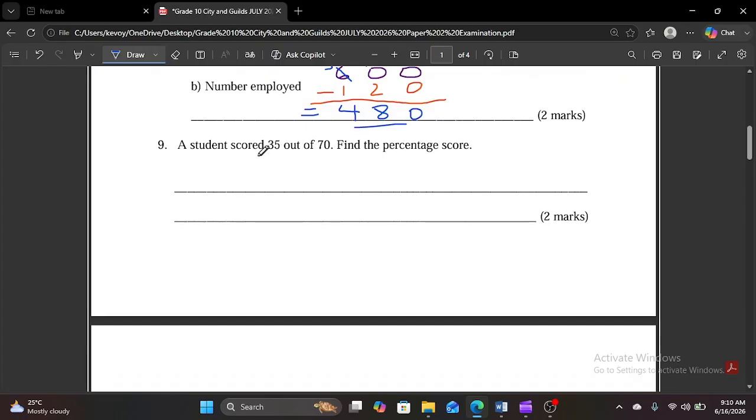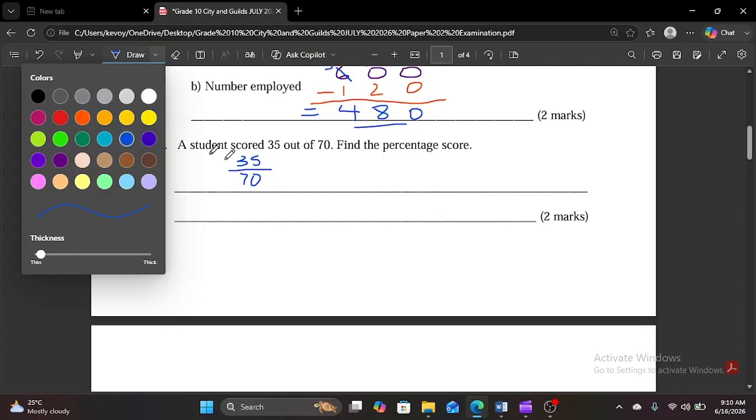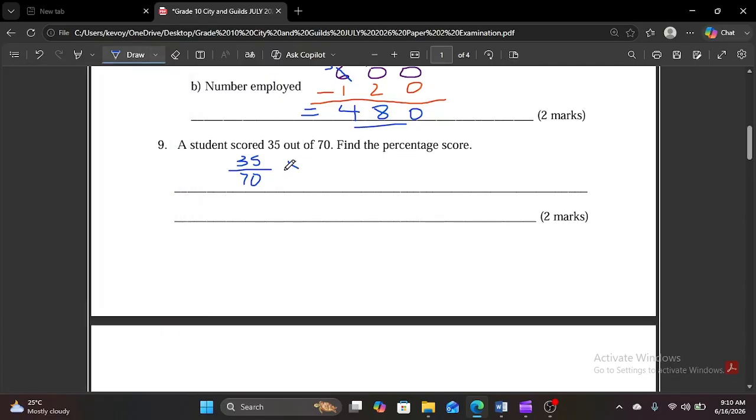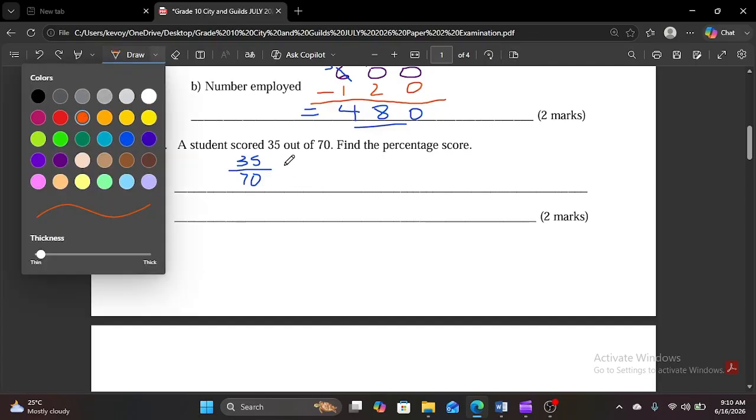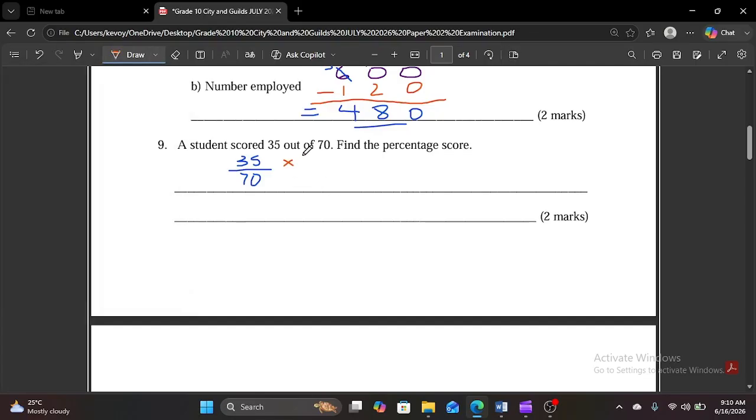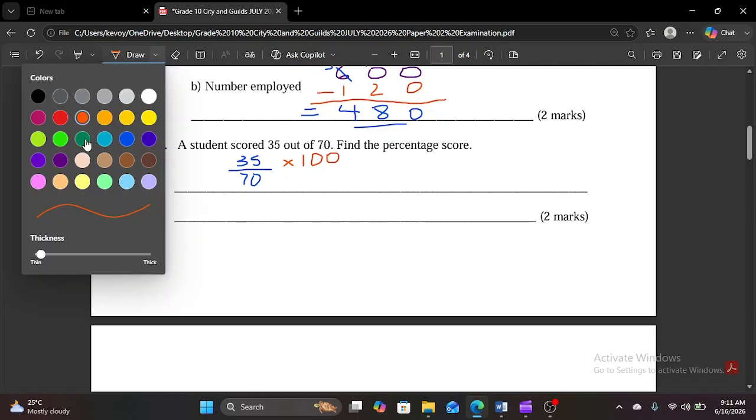Find the percentage score. So that's going to be 35 out of 70. This is a fraction. If we want to find the percentage, we multiply by 100, because percentage is out of 100.